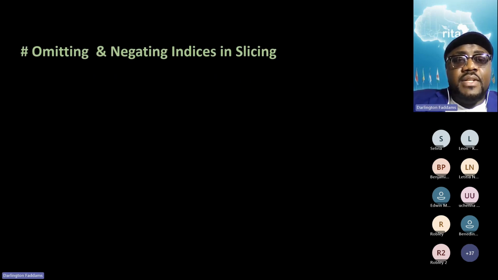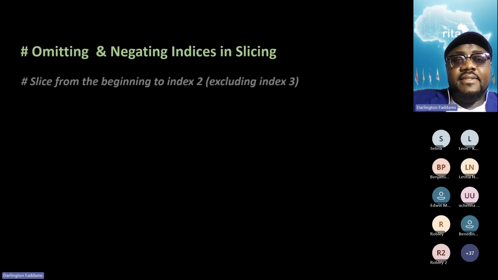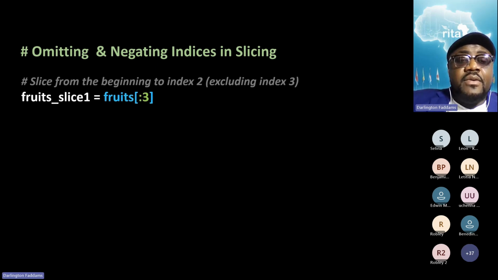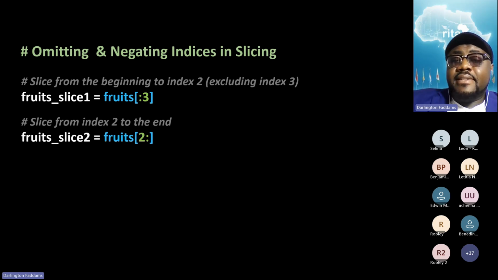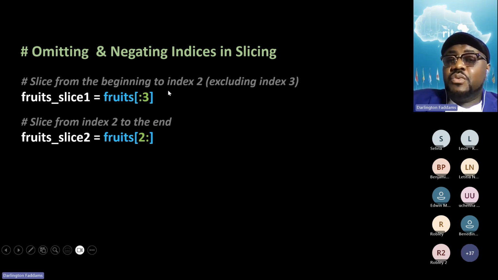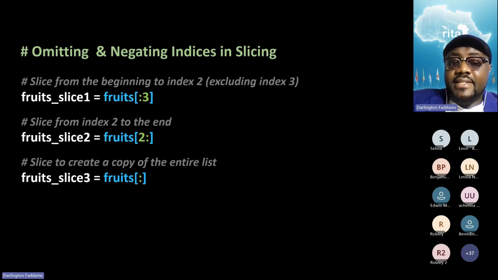All right. So it says omitting and negating indices in slicing. Now, all the concepts we learned about slicing, you can apply the same to lists. You can have nothing colon 3 or 2 colon nothing. And 2 colon nothing means slice from index 2 to the end. Nothing colon 3 means slice from the beginning to index 2. This means excluding index 3. So this is the same thing we have looked at when it comes to strings. And if you slice like this, you slice to create a copy of the entire list.